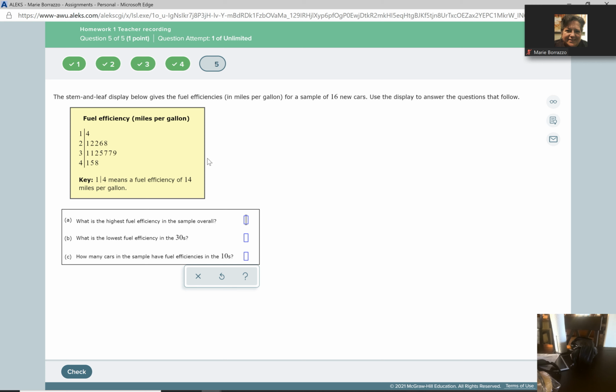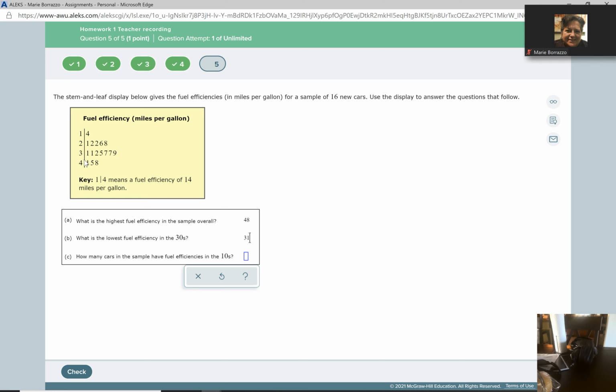That's the 16 cars. So when we interpret this, it asks what is the highest fuel efficiency in the sample overall. So highest fuel efficiency, and it looks like 48. So 1.4 means fuel efficiency of 14 miles per gallon. This is 48 miles per gallon. What is the lowest fuel efficiency in the 30s? Well, in the 30s, the lowest fuel efficiency is 31. You would just put 31. By the way, just FYI, the highest fuel efficiency in the 30s is 39.